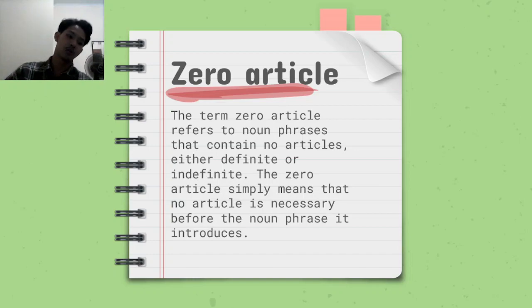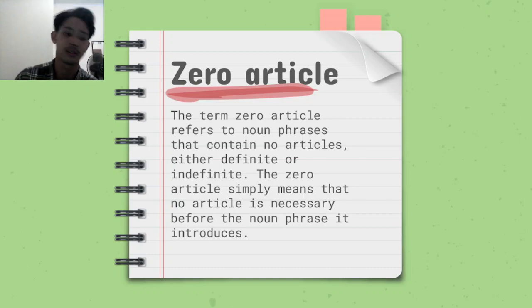And next we discuss the zero article. The term zero article refers to noun phrases that contain no articles, either definite or indefinite. The zero article simply means that no article is necessary before the noun phrase it introduces.